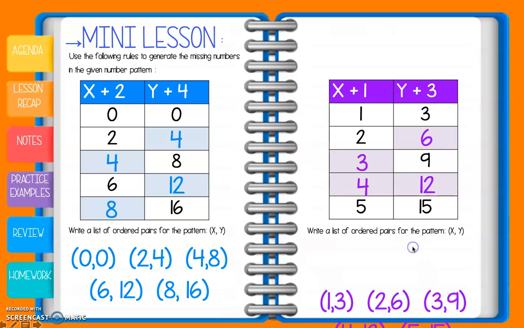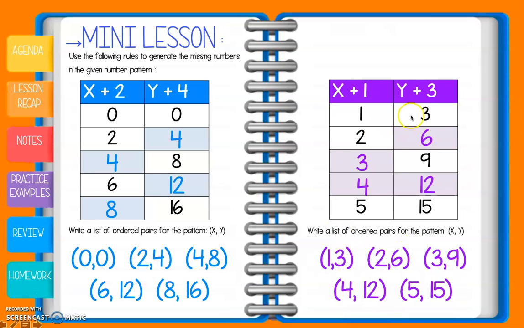And we can write our list of ordered pairs. 1, 3, 2, 6, 3, 9, 4, 12, and 5, 15.